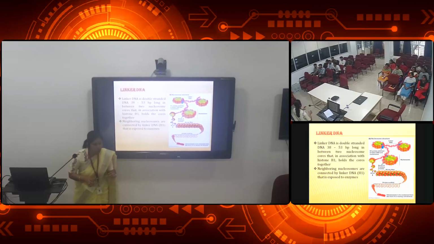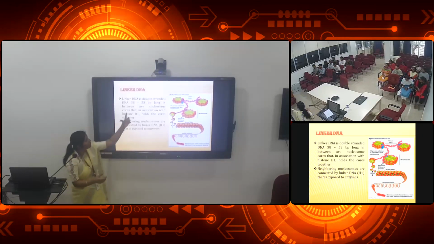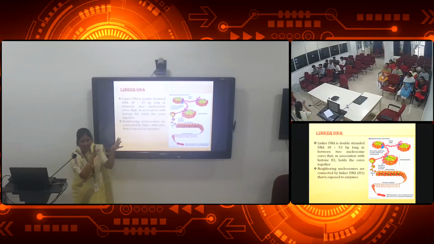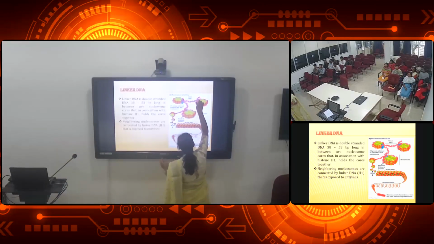In a nucleosome, the DNA has 200 base pairs present. But in the case of linker DNA, 38 to 53 base pairs are present. Understand? The linker DNA is associated with the H1 histone protein. Always the linker DNA is associated with the H1 protein. So we call this the linker DNA.